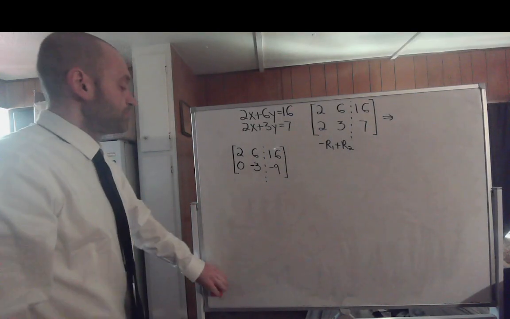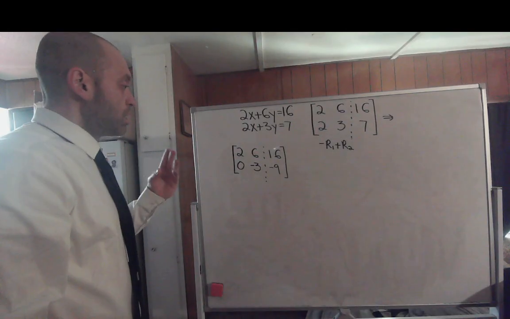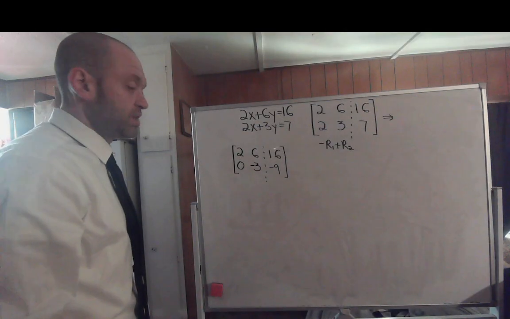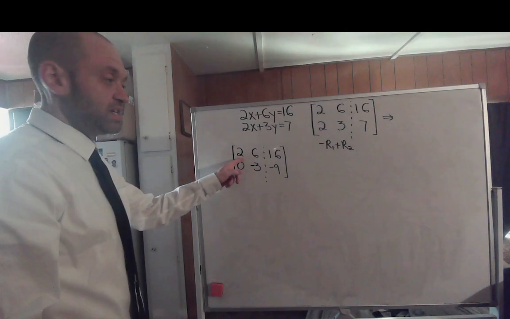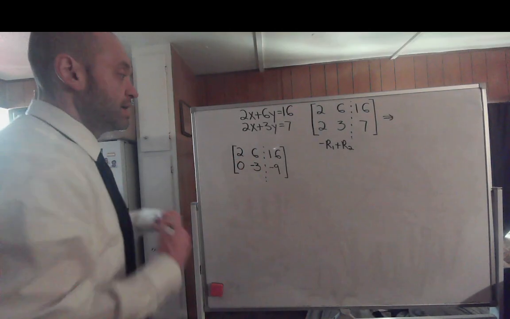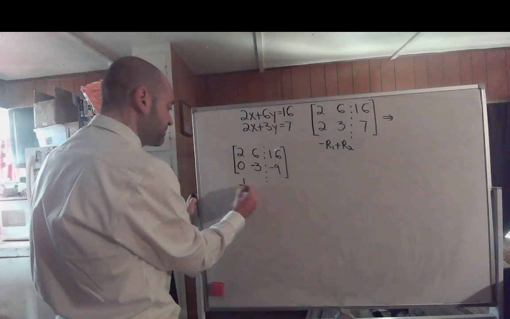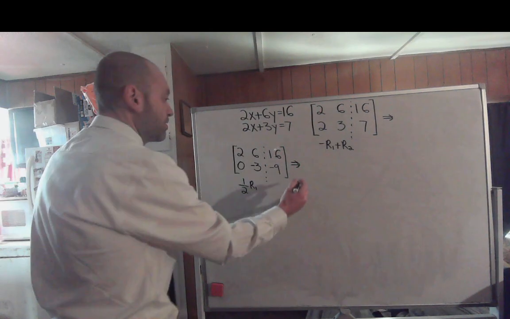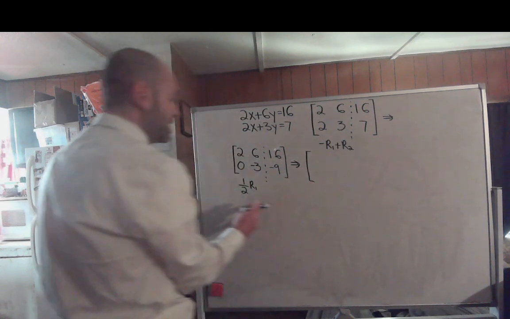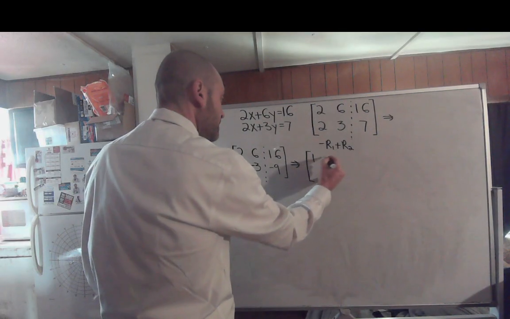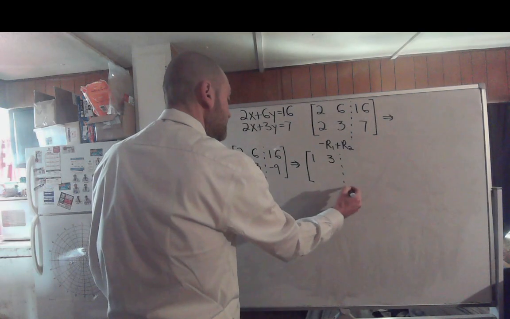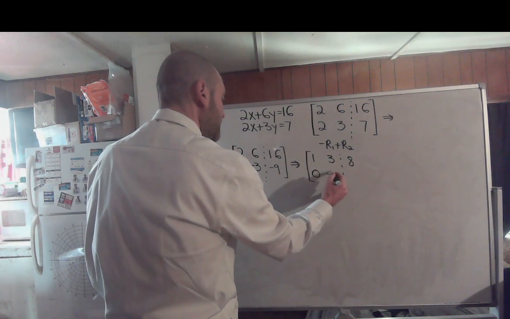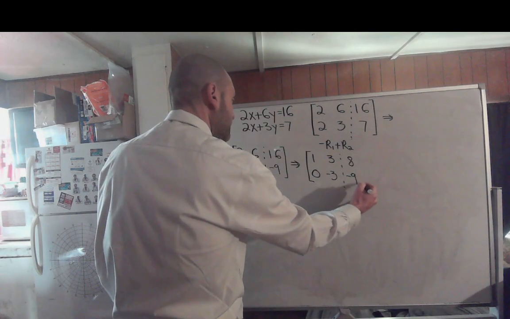Alright, so there's a couple ways you can approach this, but we're actually going to go ahead and make the leading digit of row 1 a 1. That can be done by taking half of row 1, of course. You're going to see why I went that route. Taking half of row 1 makes this 1, 3, and 8. And then you have 0, negative 3, and negative 9.